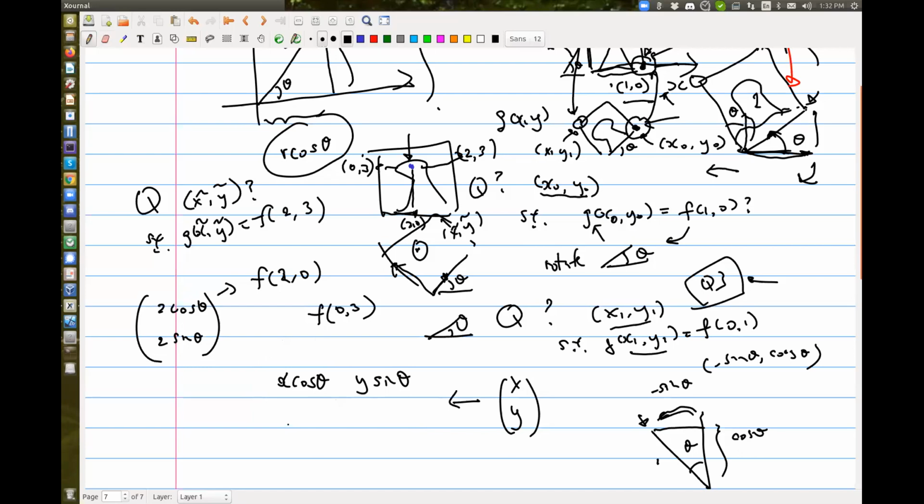I don't know. Wait a sec. I guess I better look at your solution. Sorry, it should be minus sine theta. And the y coordinate is x sine theta plus y cosine theta. Right, the new coordinate. Okay, I'm writing it this way.